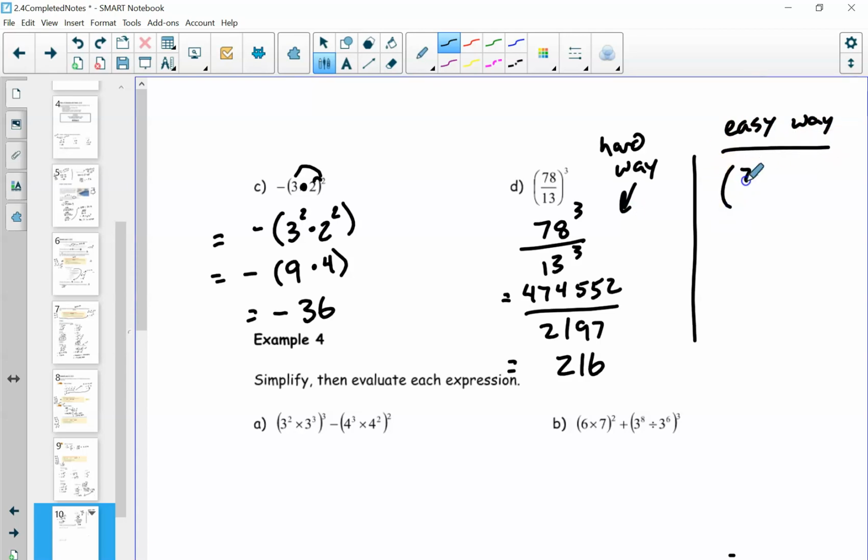78 over 13, to the power of 3. If I do the simplification in the brackets here, 78 divided by 13 is 6. So this actually isn't a decimal in here. It's really just 6. And then you got to keep the 3. So what's 6 to the power of 3? 6 to the power of 3 is 216. Now that I consider was a lot easier, right, than all these big numbers.